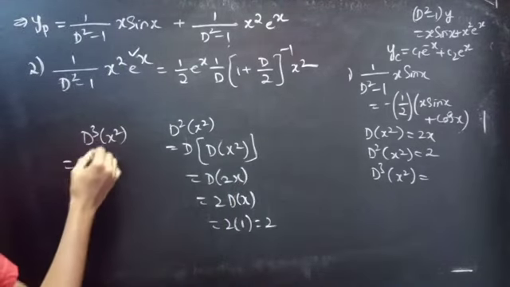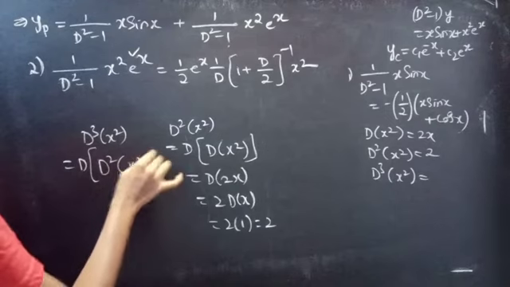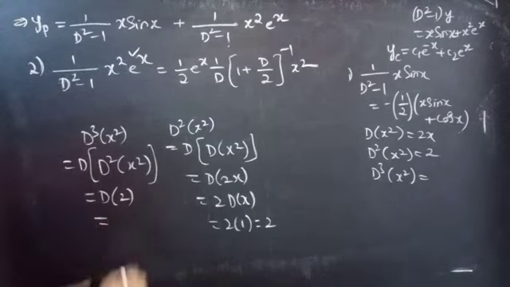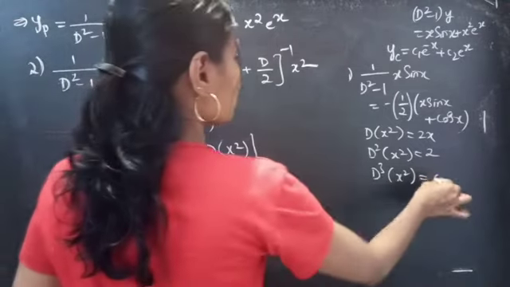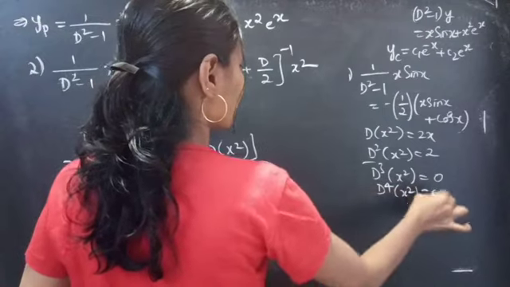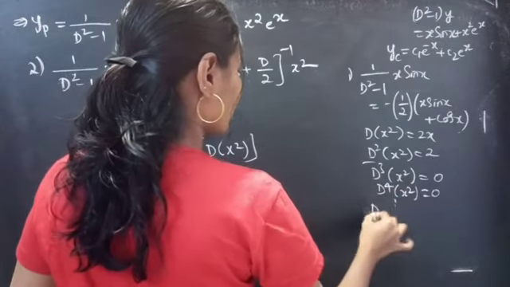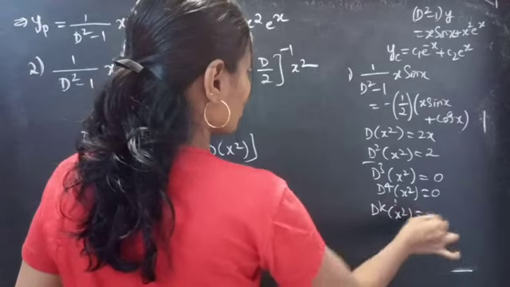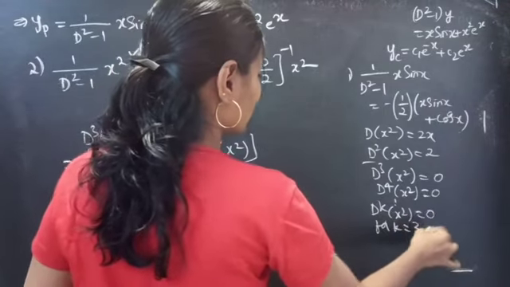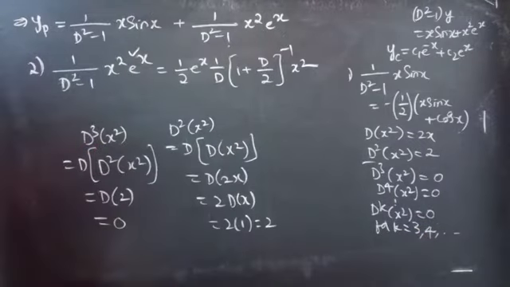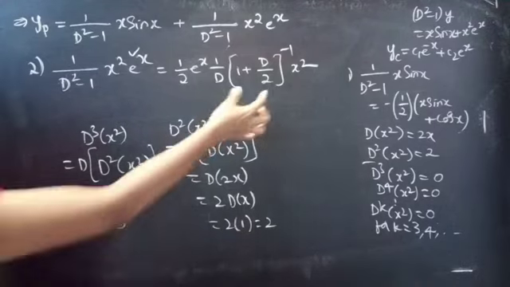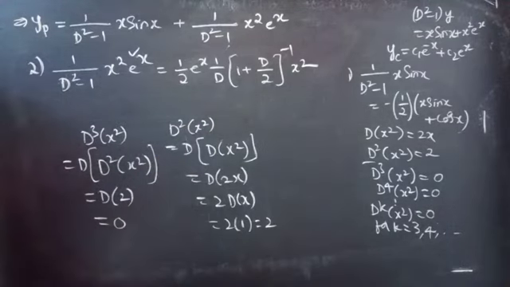We can write this as derivative of D² of x². We have the value of D² of x², which is 2. Now find derivative of a constant, which is 0. Right? So from here we'll get all the higher derivatives of x² as 0. In general, we can write D^k of x² equals 0 for k equals 3, 4 and so on. Okay, so by keeping these in mind, we'll expand (1 + D/2) whole inverse using binomial series expansion formula.